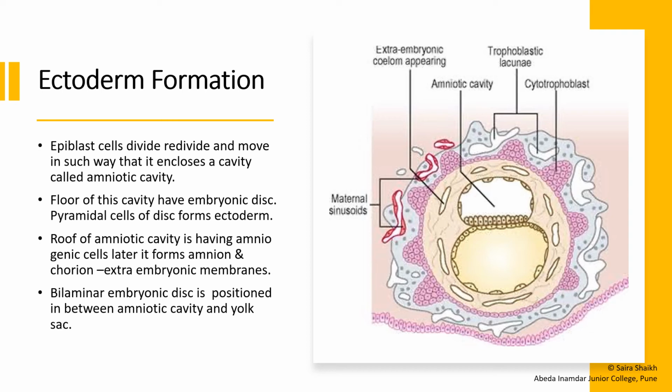Hypoblast cells also start dividing. They divide, redivide, and enclose part of the blastocoel. You know the blastocoel is the cavity of the blastocyst. Now in this cavity, hypoblast cells divide, redivide, and enclose a cavity. This cavity is called the yolk sac. So here two cavities are produced. One is the amniotic cavity and the lower one is the yolk cavity or the yolk sac.